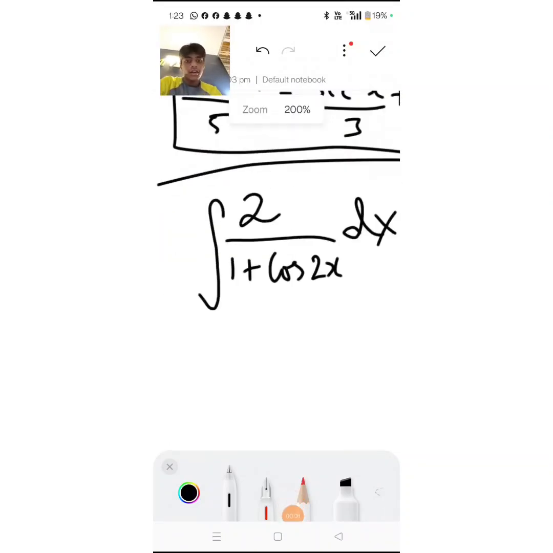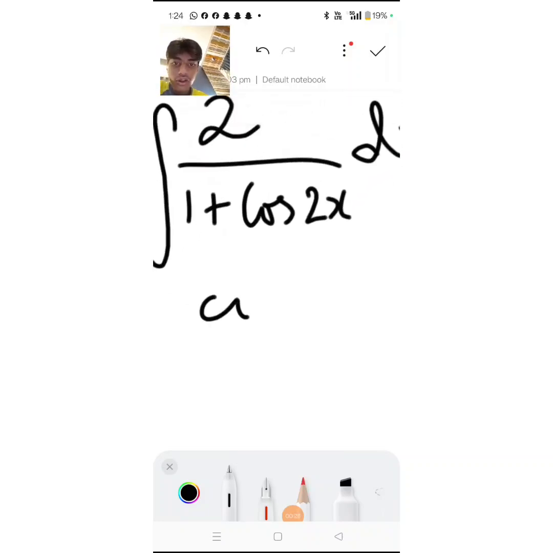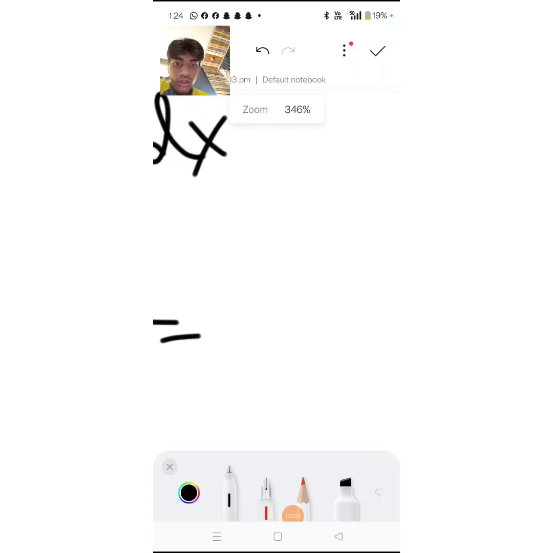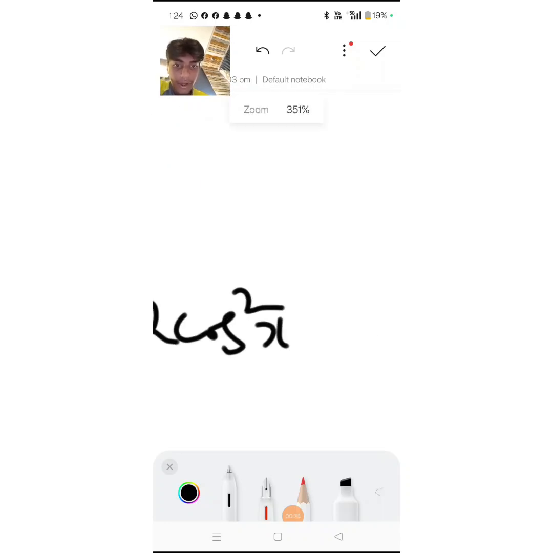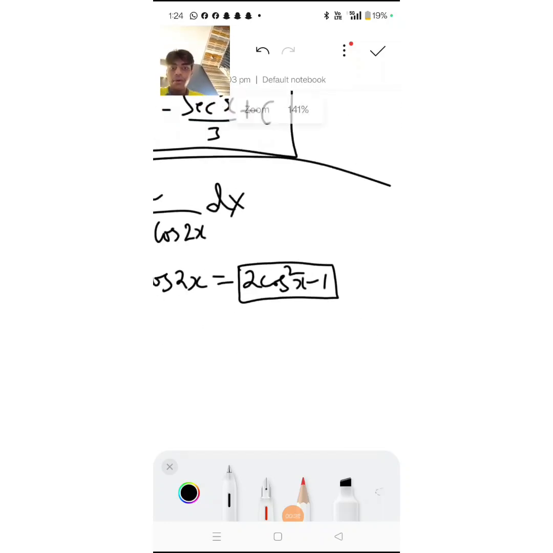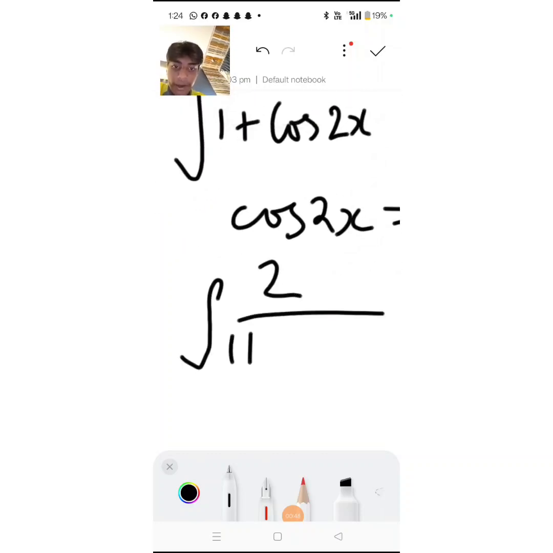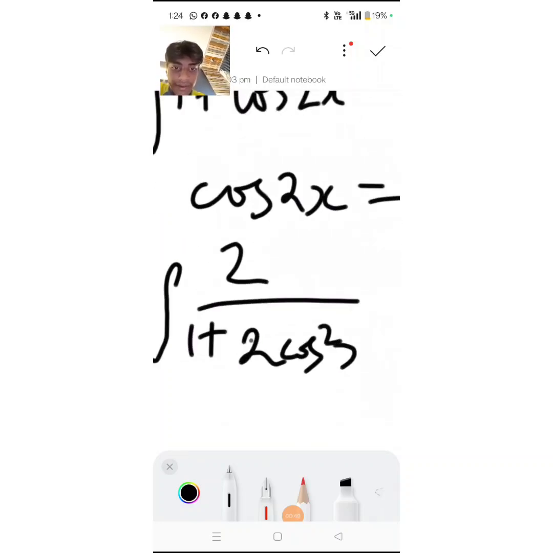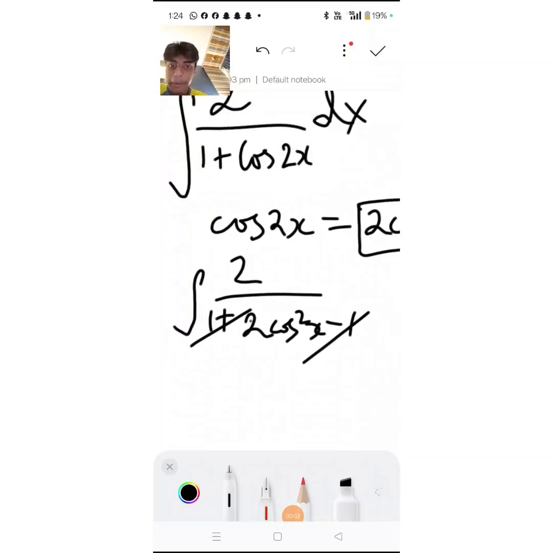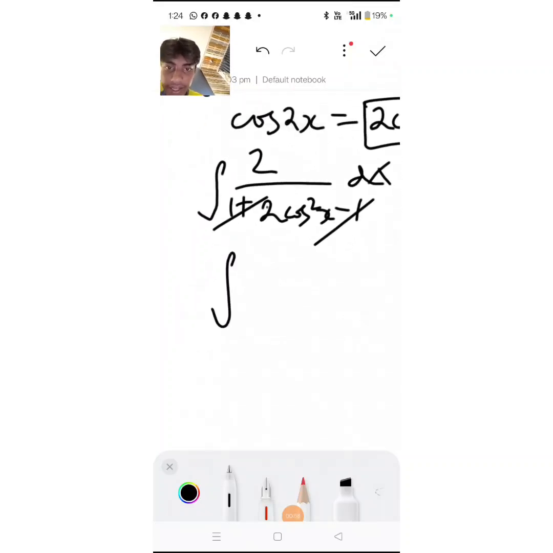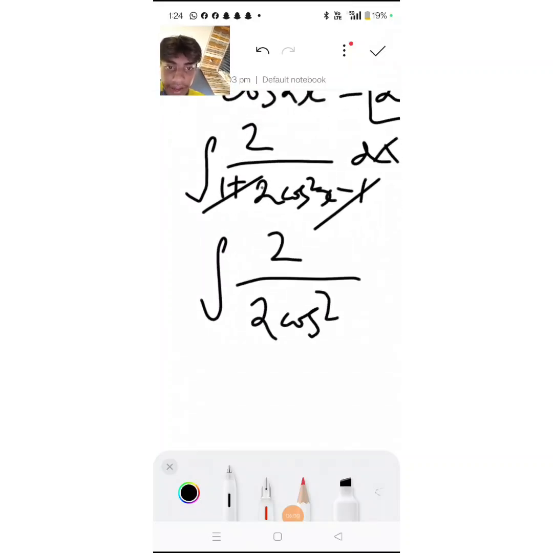We have the integral of 2 divided by 1 plus cos 2x. Now what you need to remember is that the identity for cos 2x is equal to 2 cos square x minus 1, right? This is the identity for cos 2x. So if you put the value of cos 2x as this, we get the integral of 2 divided by 1 plus 2 cos square x minus 1. Now plus 1 will get cancelled with minus 1. We are just ultimately left with the integral of 2 divided by 2 cos square x dx, right?